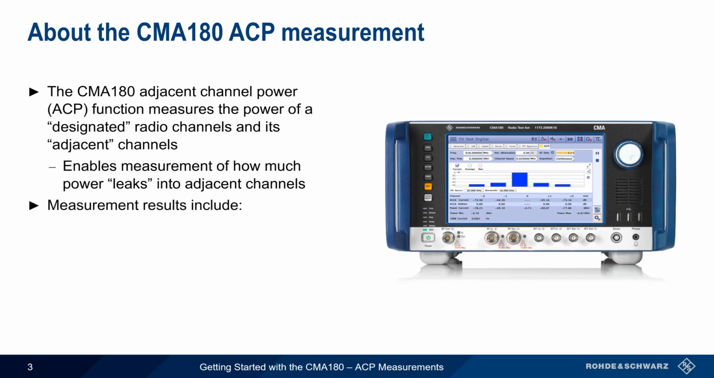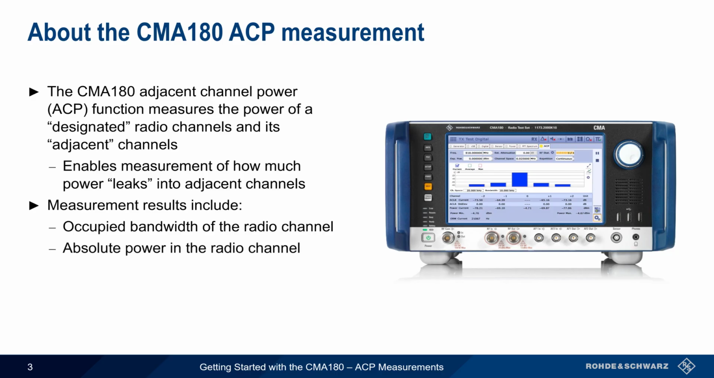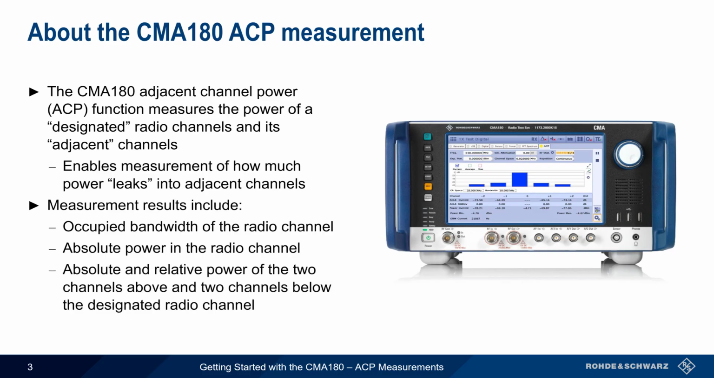The measurement produces three different types of results. The first two are a measurement of the occupied bandwidth of the radio channel, as well as the absolute power of the radio channel. The third is the absolute and relative powers of the adjacent channels, that is, the two channels above and the two channels below the designated radio channel.